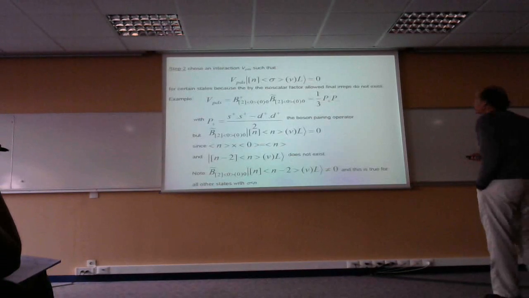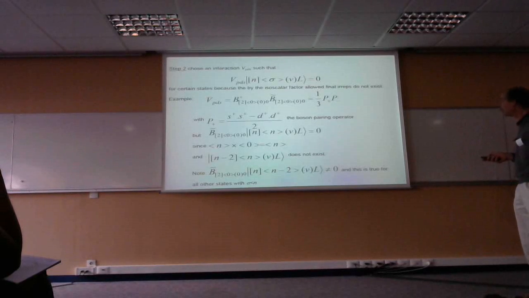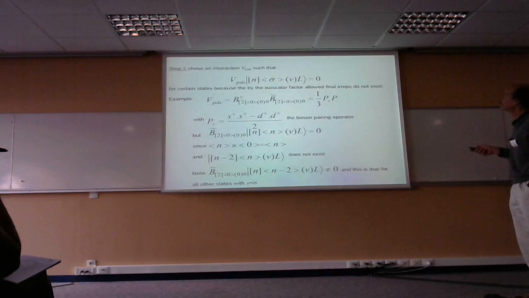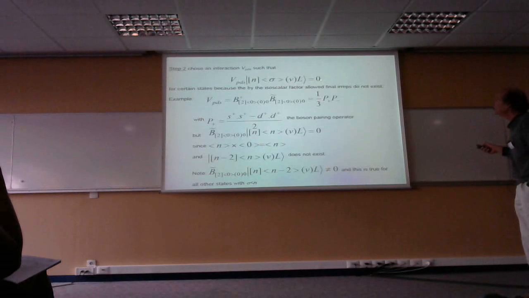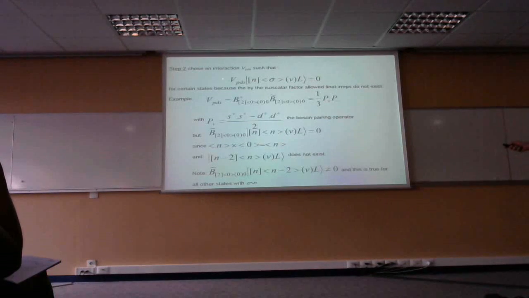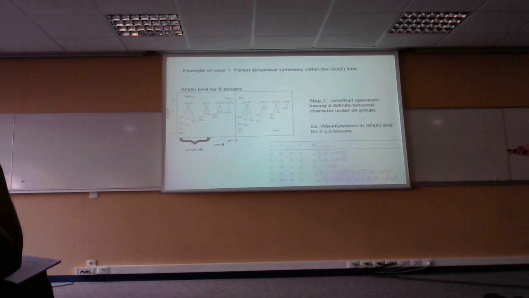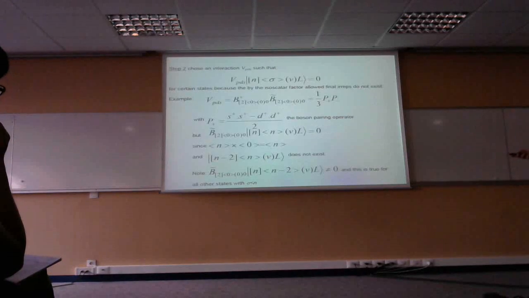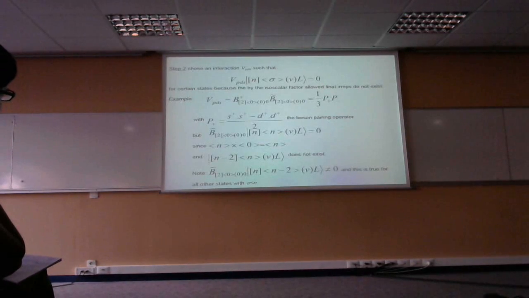We choose an interaction such that the interaction working on states with a given sigma always yields 0. And this interaction, we use this two-particle wave function with sigma equals 0. So that's, again, this operator, this expression. And then the other one is the same with annihilation operators. So this interaction has then this tensorial character.